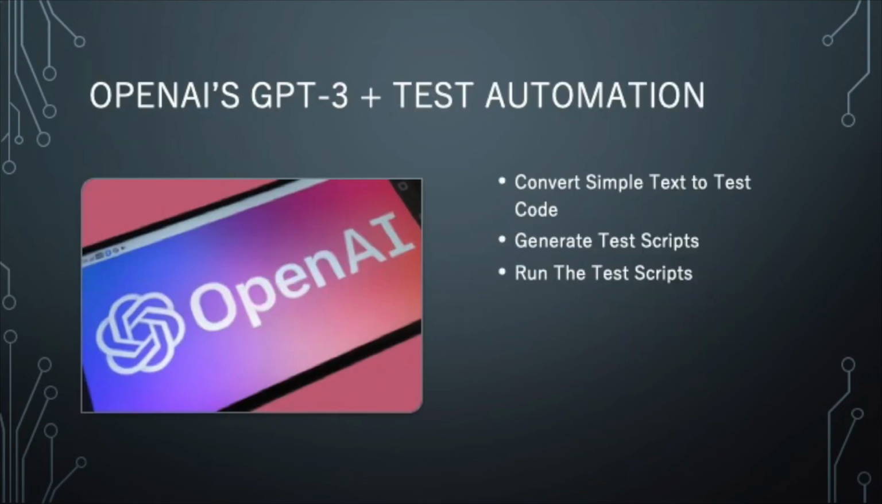So how do we approach integrating OpenAI's GPT-3 into our test automation? The first thing we need to do is set up our use case. Our use case in this example would be to convert simple text into test code, generate the test scripts from the output, and run those test scripts. Now, converting simple text to test code can mean a lot of things. We could either write simple text manually into a prompt and send it to GPT-3, or we can tie it to a data source such as analytics and generate test code from that.